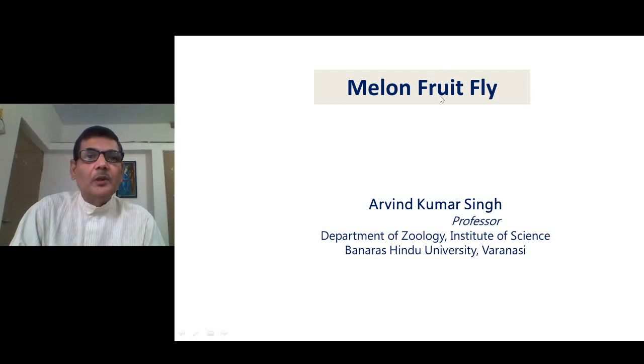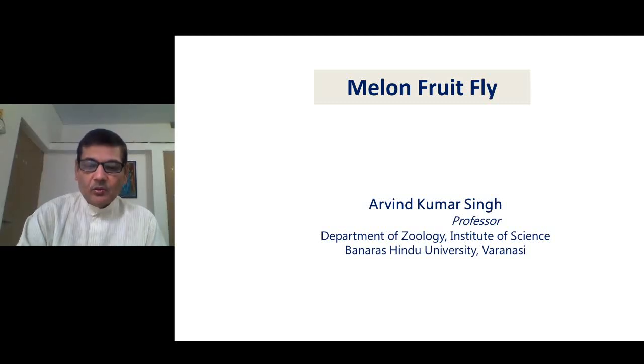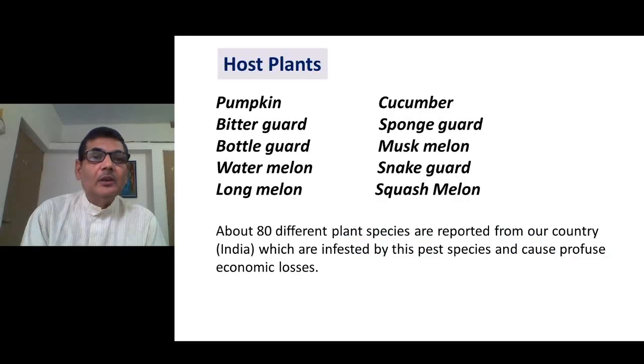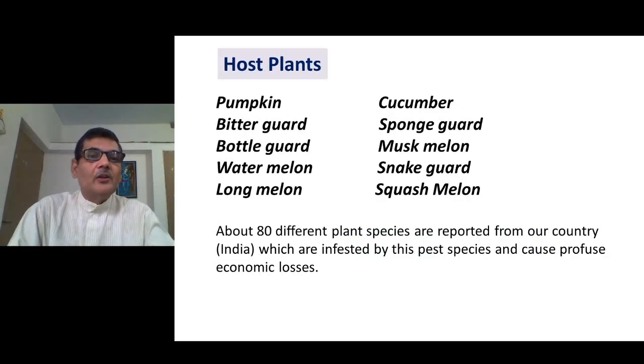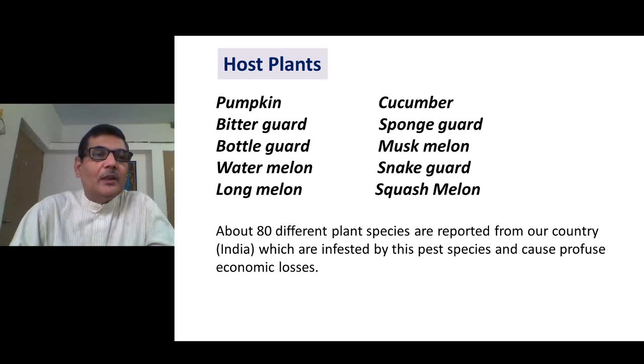Today I am going to explain about melon fruit fly. Melon fruit flies are scientifically known as Bactrocera cucurbitae. These are pest flies and they mainly infest plants which belong to family Cucurbitaceae. Under this family, hundreds of vegetable plants come, and this pest fly is known to infest a number of them.